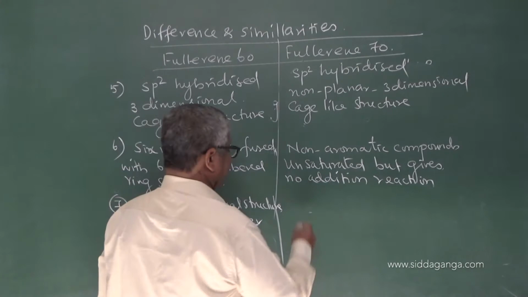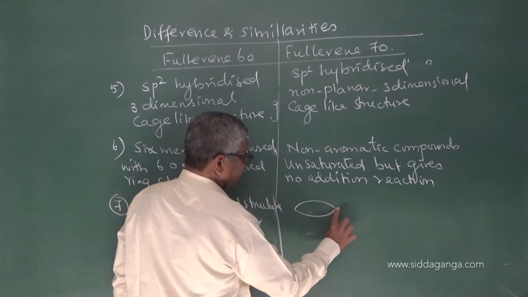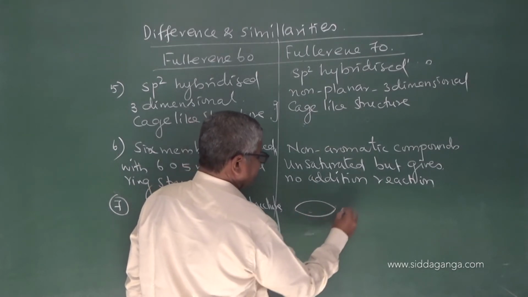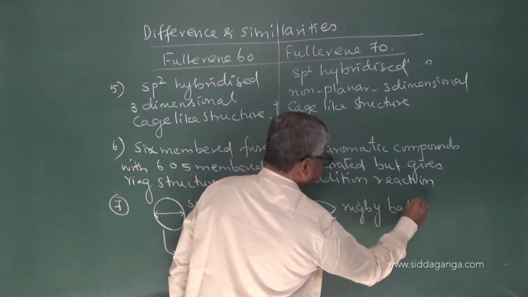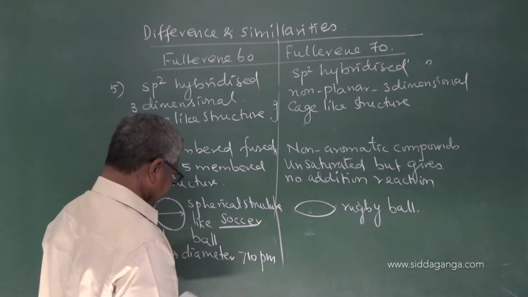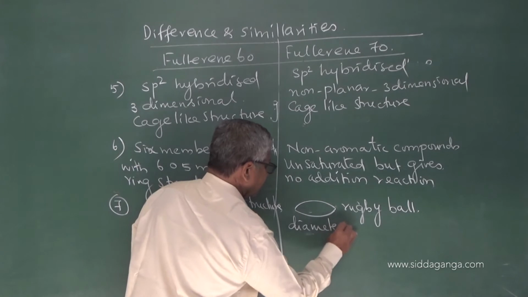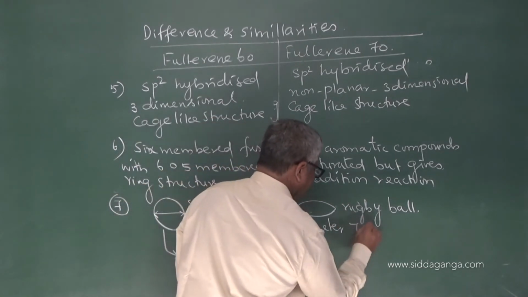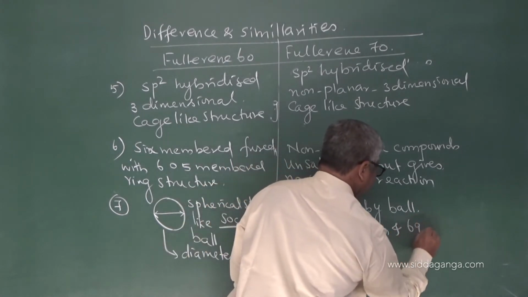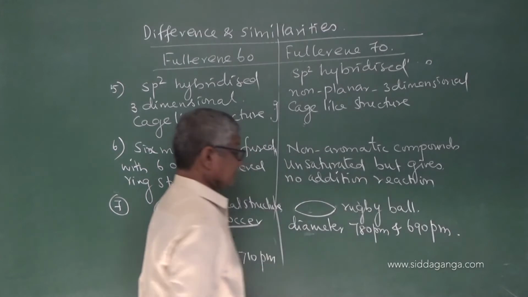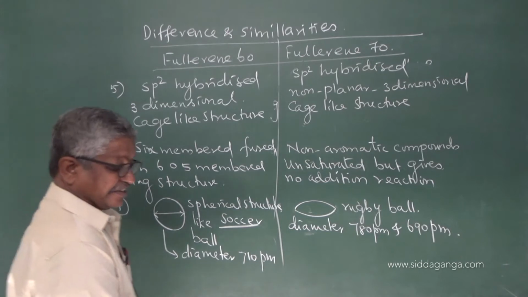But whereas fullerene 70 has a rugby ball shape. It has two diameters: 780 picometer and 690 picometer.